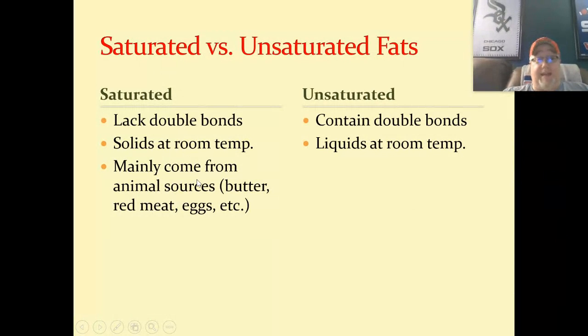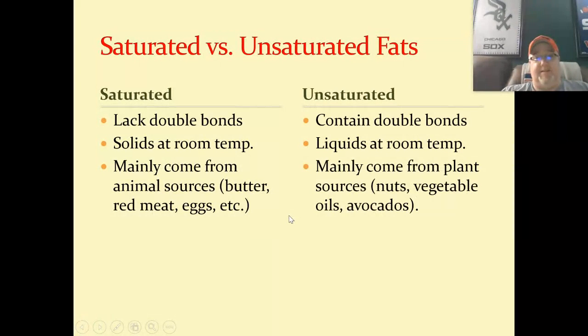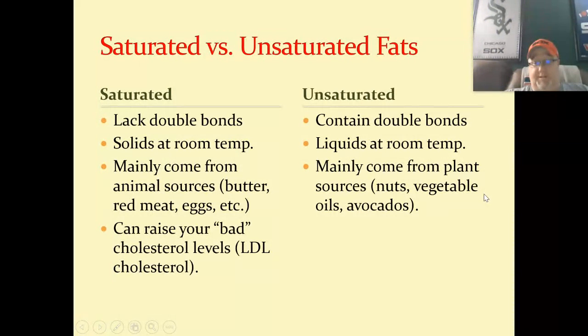Saturated fats mainly come from animal sources. Again, things like butter, red meat, eggs, those have a lot of saturated fats. Whereas unsaturated mainly come from plant sources, things like nuts, vegetable oils, and avocados are a good example of something that has a lot of unsaturated fat.